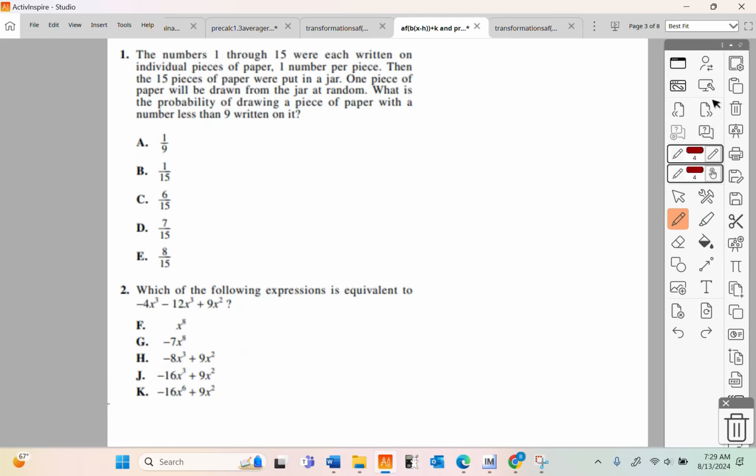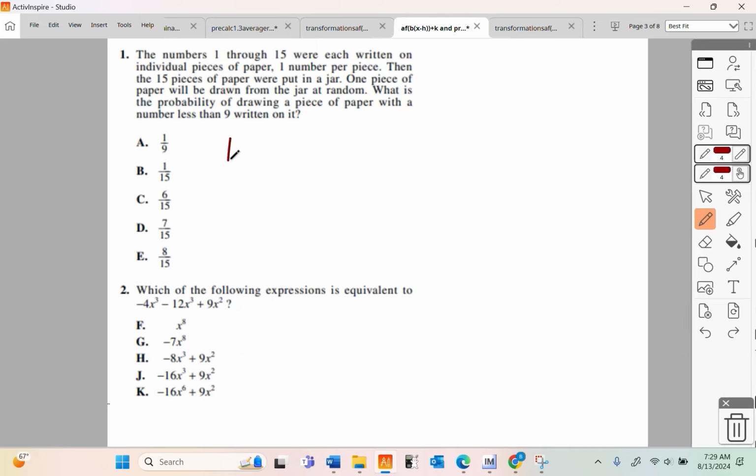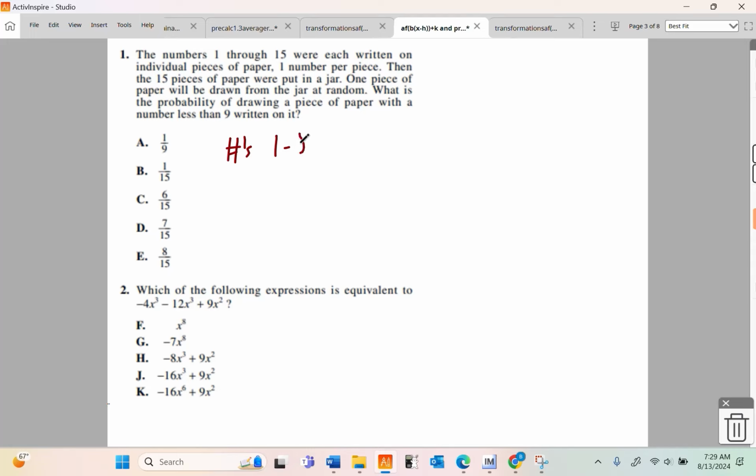All right, on to the ACT stuff. The numbers 1 through 15 were each written on individual pieces of paper, one number per piece. Then the 15 pieces of paper were put in a jar. One piece of paper will be drawn from the jar at random. What is the probability of drawing a piece of paper with a number less than 9 on it? Less than 9 would be the numbers 1 through 8. So 8 out of 15. It says less than 9. It doesn't say less than or equal. It says less than. You gotta look for things like that.